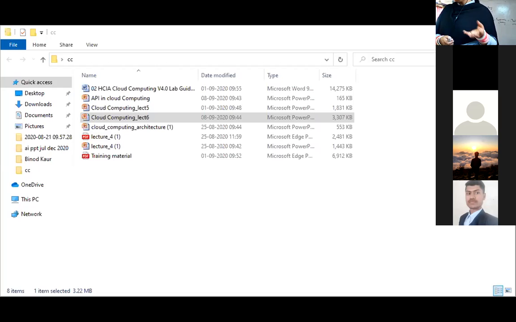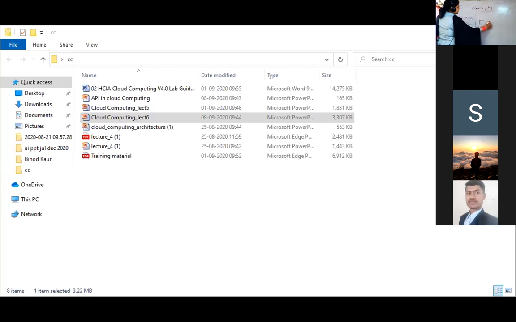Multi-tenancy occurs when two or more virtual machines belonging to different customers share the same physical machine. So if there are two physical machines being used by different people, that environment will not be called multi-tenancy.